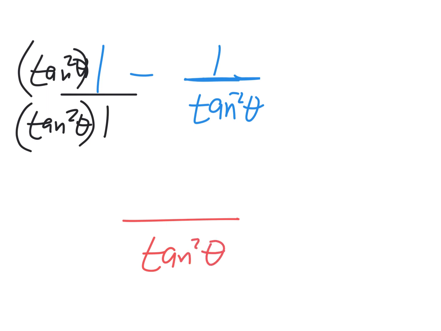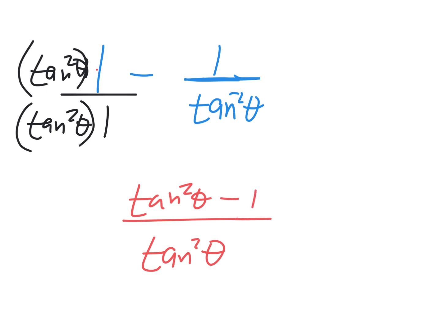Now what's on top? The first one would be tan squared. That's it. It's 1 minus 1. Now this is times 1, so I don't really need to times it by 1. Tan squared minus 1. Yep.